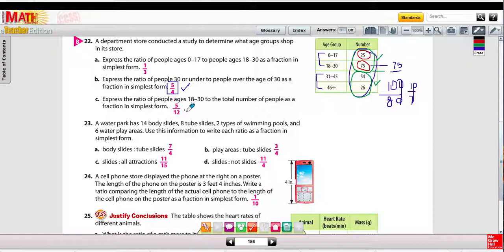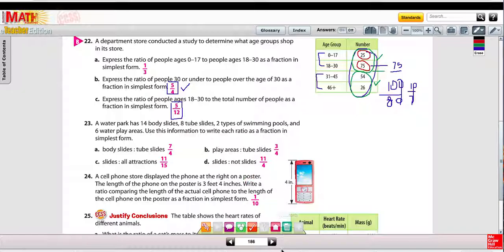And letter C, when you add those numbers up and use the 75 as the numerator, you should get that to be 5/12. Make sure you have all of those answers on your note sheet.